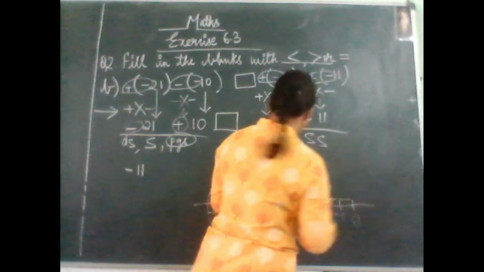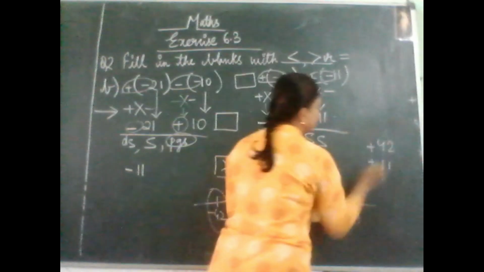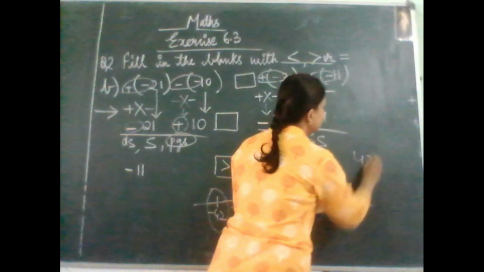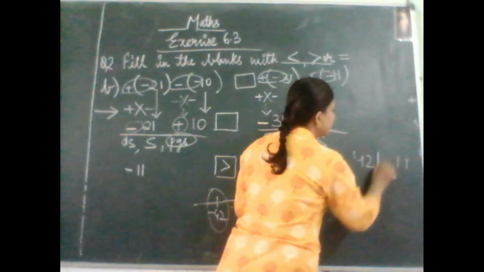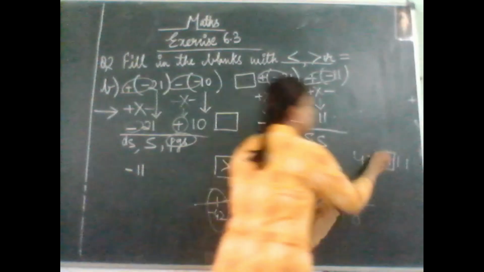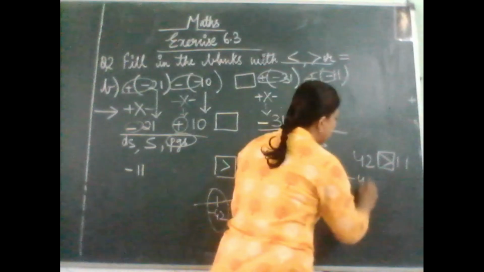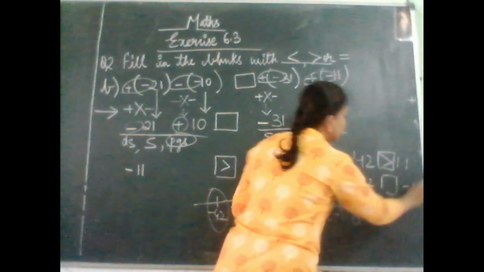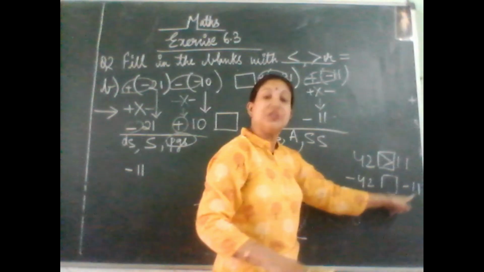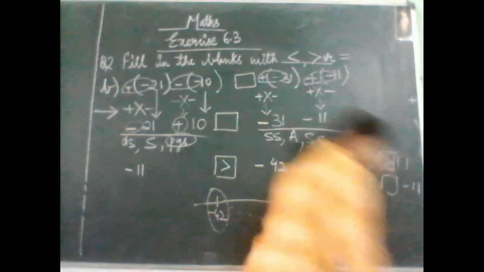Take for example, if we have plus 42 and plus 11. Now in that case, you tell me, 42 and 11, which number is greater? If the numbers are positive, 42 will be greater. But when both the numbers are negative, in that case, the number which is the smaller integer will become the greater.